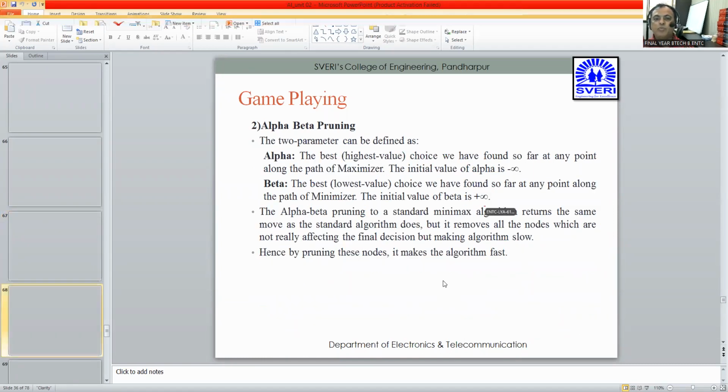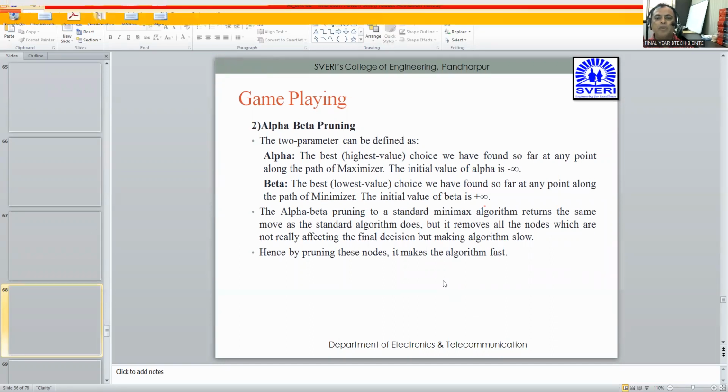There are two parameters. One is alpha, which is having the highest value, and beta, which is having the lowest value. Obviously, as it is having the highest value, the path will be maximizer, but the worst value will be minus infinity. Beta will be having the lowest value choice as it is a minimizer, but the initial value, or I could say the worst case value, will be plus infinity.